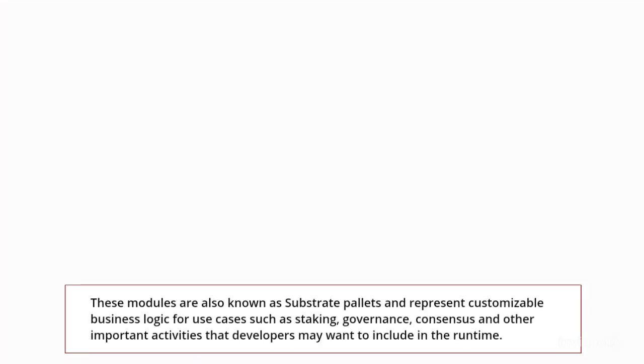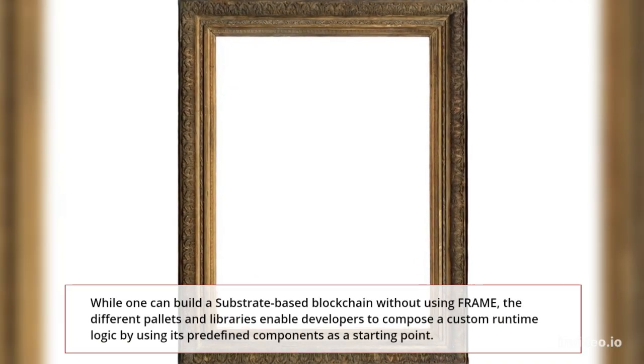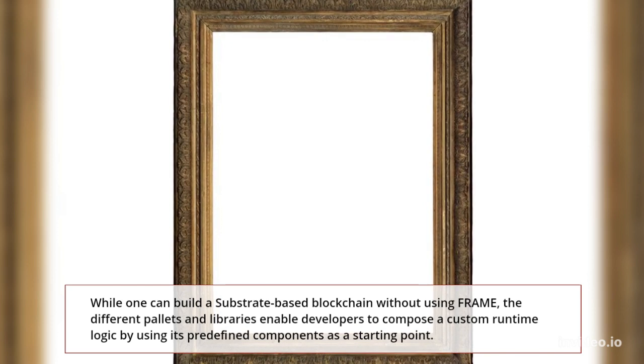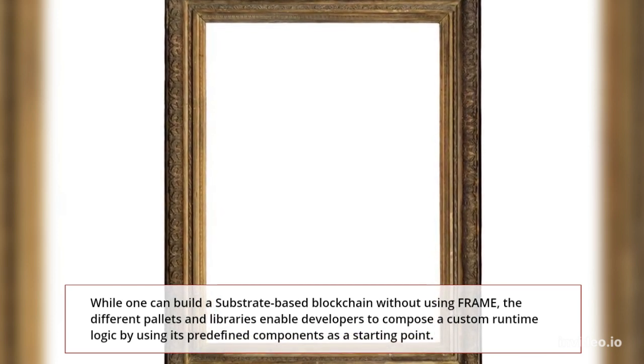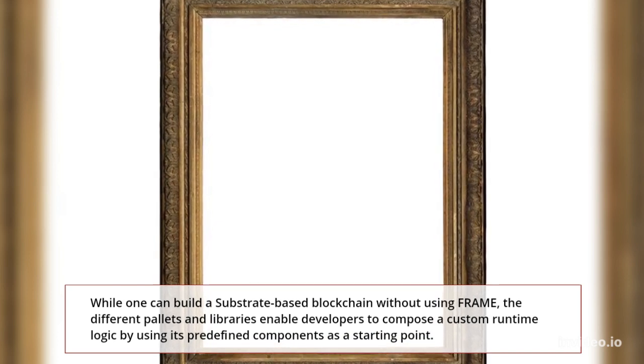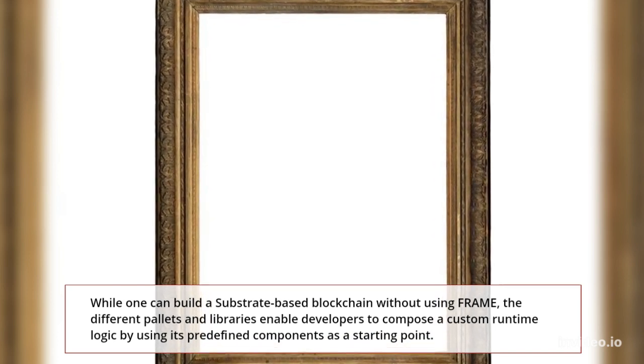These modules are also known as Substrate pallets and represent customizable business logic for use cases such as staking, governance, consensus and other important activities that developers may want to include in the runtime. While one can build a Substrate-based blockchain without using FRAME, the different pallets and libraries enable developers to compose a custom runtime logic by using its predefined components as a starting point.